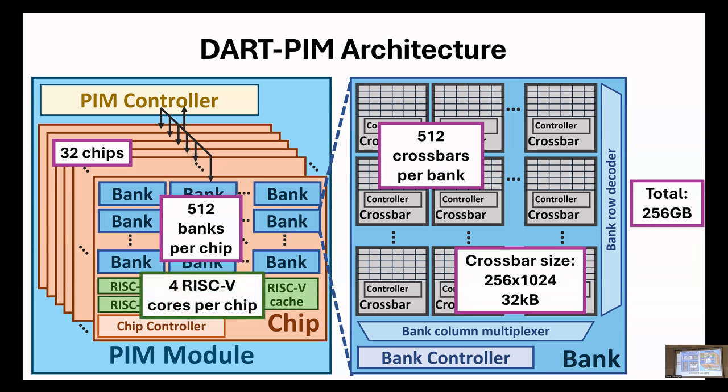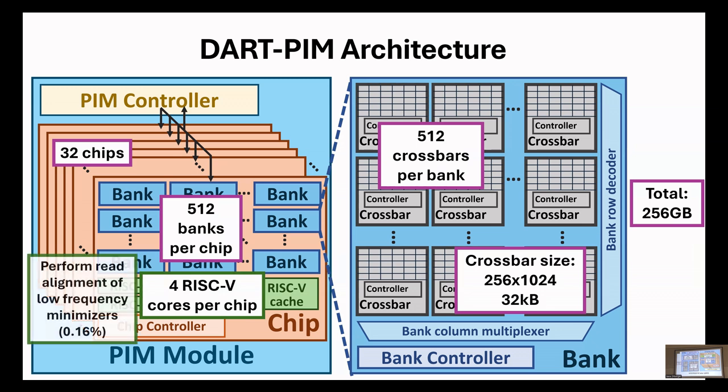We also have in each chip 4 RISC-Vs, whose role is to perform the read alignment of low frequency minimizers, meaning that they do some of the computation, but only 0.16% of the computations. So most of the computations are done in the crossbars, but it helps us to reduce the total needed area of the system.